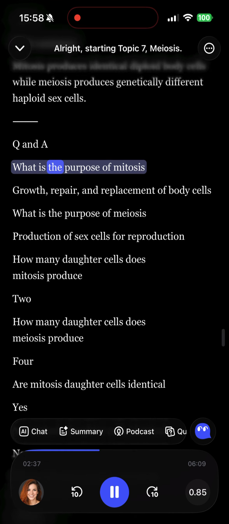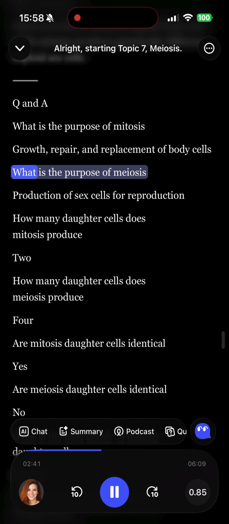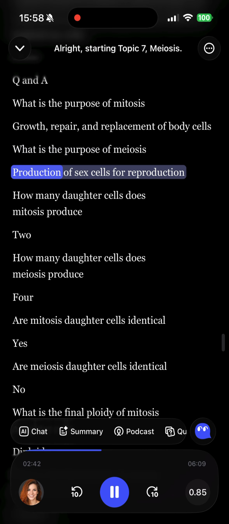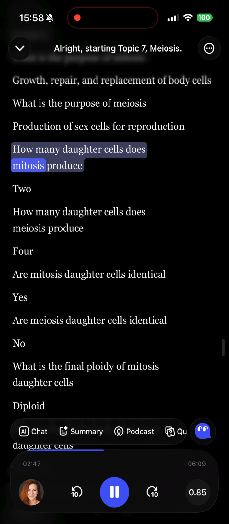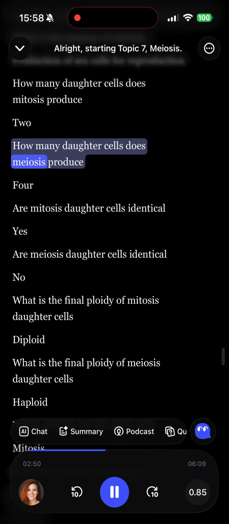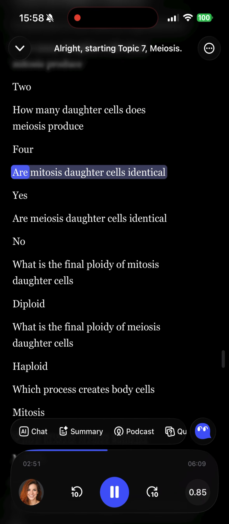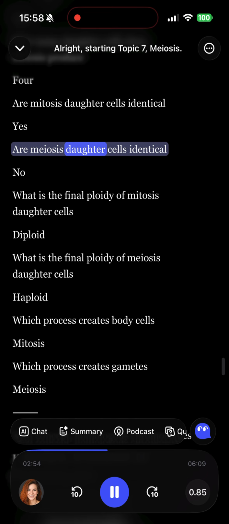Q&A. What is the purpose of mitosis? Growth, repair, and replacement of body cells. What is the purpose of meiosis? Production of sex cells for reproduction. How many daughter cells does mitosis produce? 2. How many daughter cells does meiosis produce? 4. Are mitosis daughter cells identical? Yes. Are meiosis daughter cells identical?